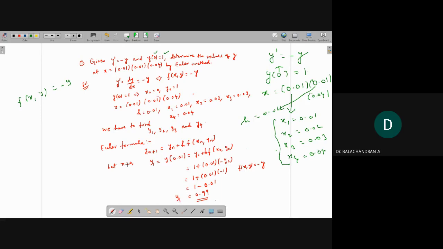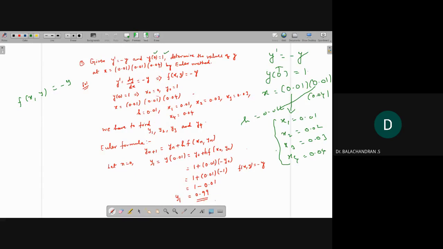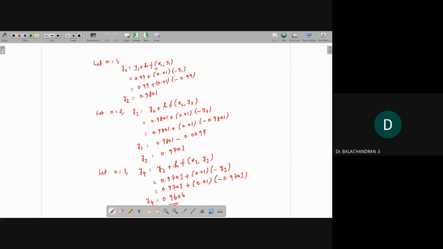Similarly, if you substitute n equal to 1, you'll get y2. y2 equal to y1 plus h into f of x1 comma y1. y1 we just found, 0.99, h is 0.01, and f of x1 comma y1 is from the function. We know that f of x comma y is minus y, so f of x1 comma y1 is minus y1. Simplify and get the answer. For n equal to 2 we'll get y3, and for n equal to 3 you'll get y4. It is the same procedure, so I'll skip it quickly.